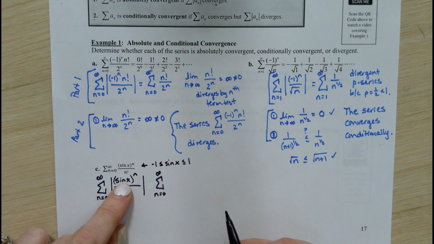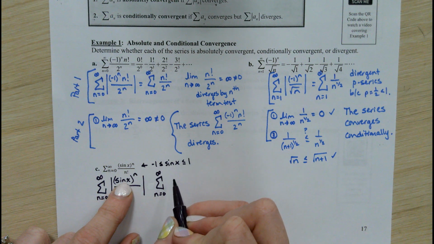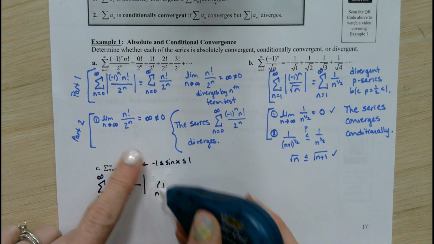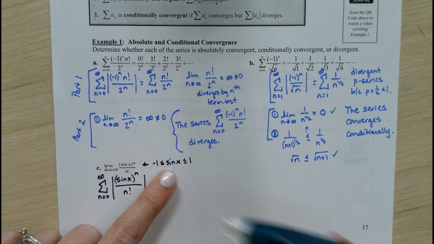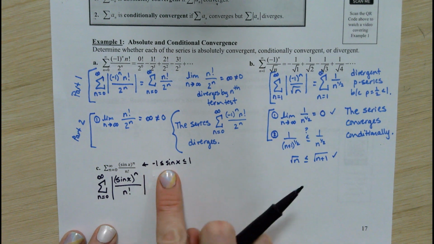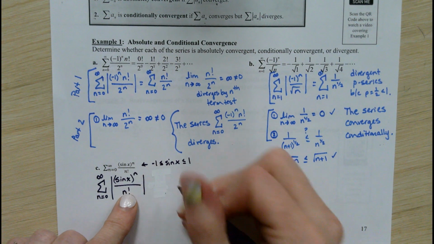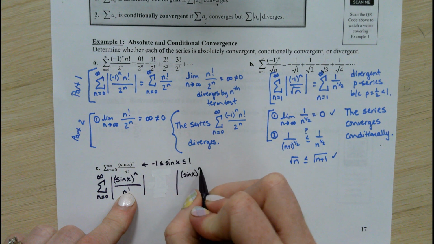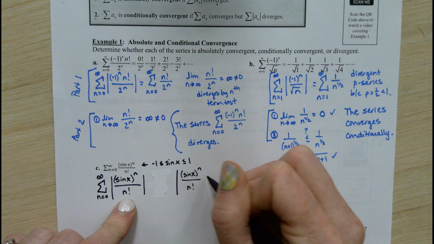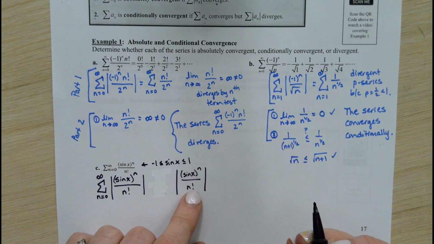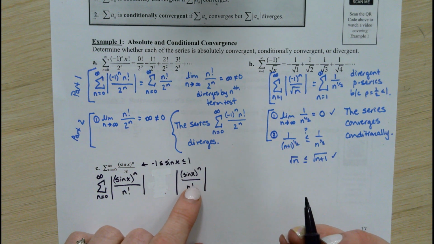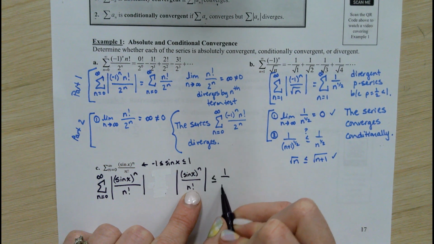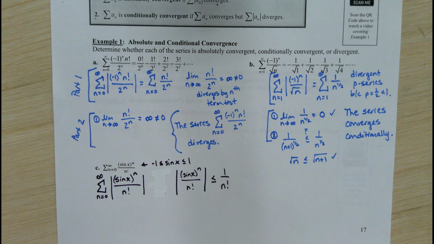Let's just try to imagine instead, maybe not even a series. If we're going direct comparison, we're really just thinking about this input. So I'm going to make a statement here about the absolute value of sine x to the n over n factorial. I believe that that is always going to be less than or equal to 1 over n factorial.